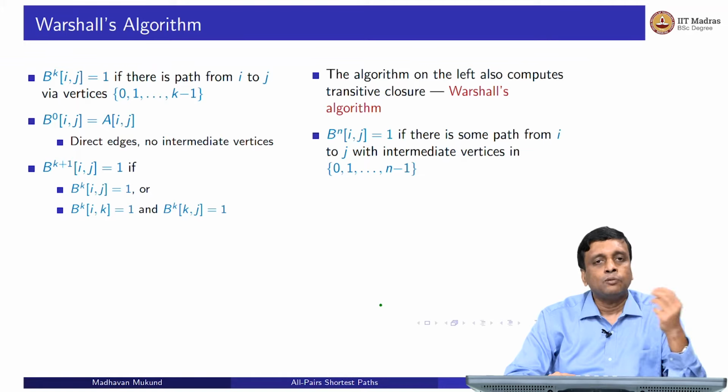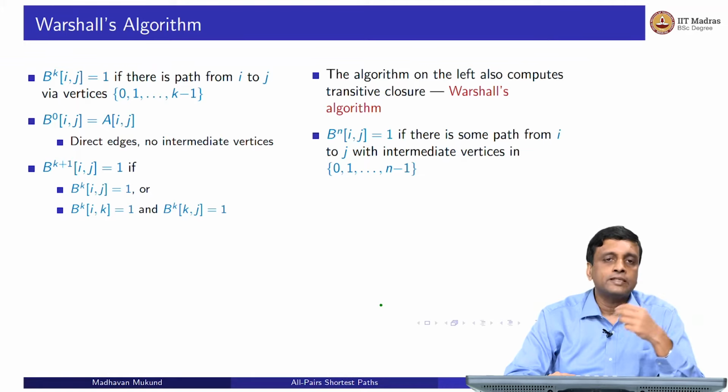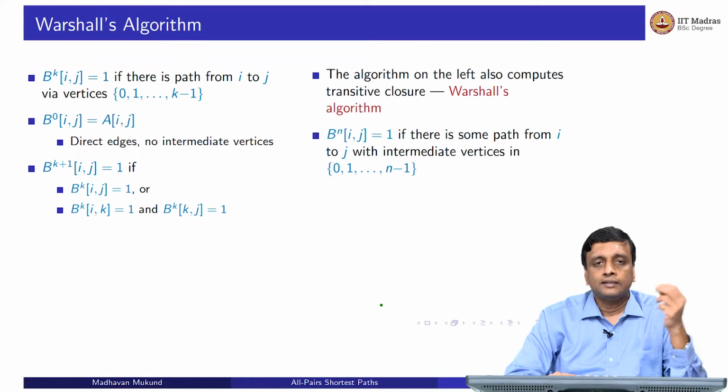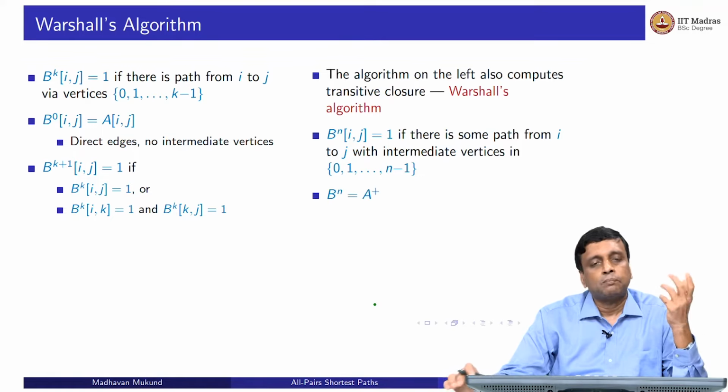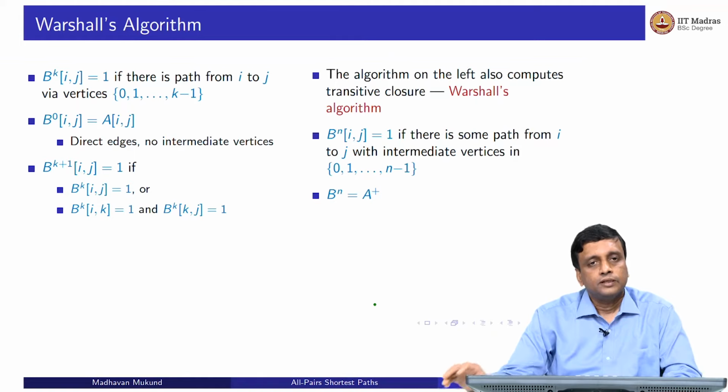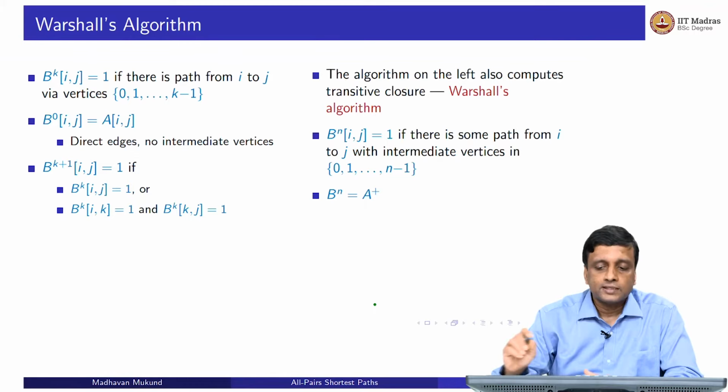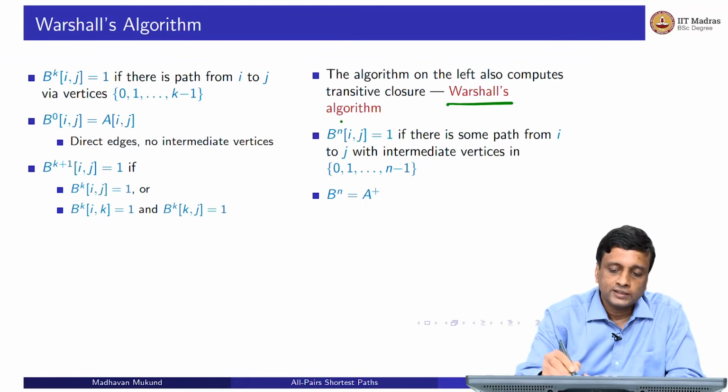And this is precisely what transitive closure also says, that there is some sequence of intermediate vertices in this relation which takes me from i to j. So B^n is actually the same as A^+. So this way of calculating, by restricting not the length of the path but the vertices you are allowed to pass through in the path, gives me an alternative way of computing transitive closure, and this algorithm is called Warshall's algorithm.